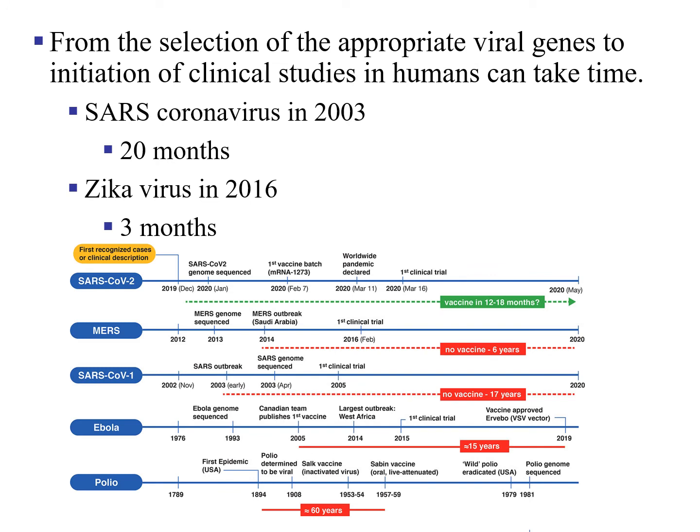From the selection of the appropriate viral genes to initiation of clinical studies in humans can take some time. With the SARS coronavirus of 2003, it took 20 months to find the appropriate gene that coded for the antigen and to get that to the clinical trials to study in humans. It took 20 months for that to occur. Later on, with the Zika virus of 2016, it only took 3 months.